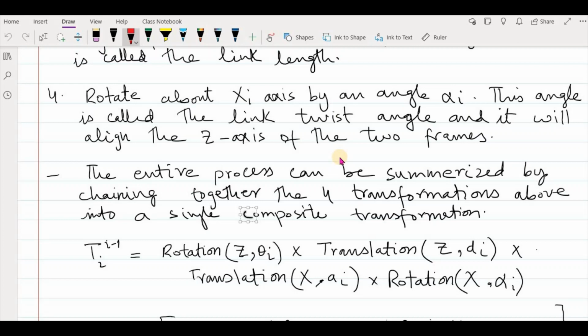These are all the matrices. This is the rotation matrix. This is the translation matrix. This is the translation matrix and the rotation matrix. If we multiply all of them, we get a transformation matrix from frame i to frame i minus 1.